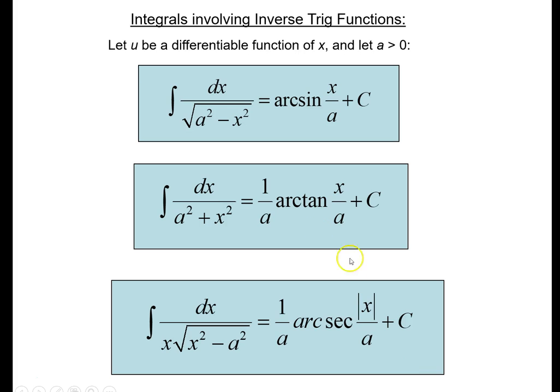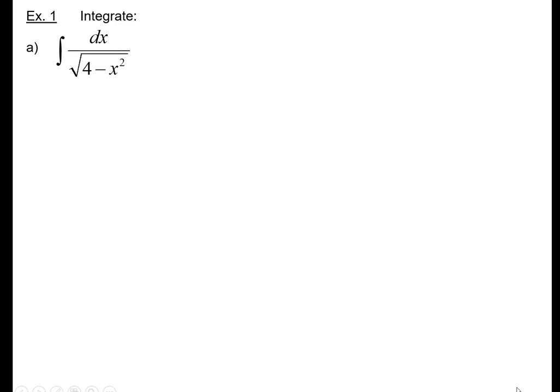A couple things to remember. Arcsecant and arctan both take the 1 over a. Arcsine does not. Arcsecant technically should have this absolute value of x over a, because that argument there can't be negative. So let's look at an example.